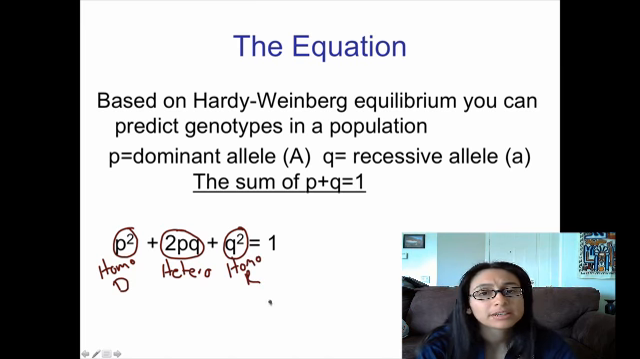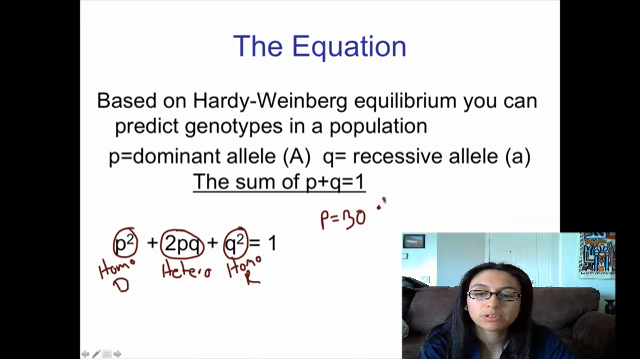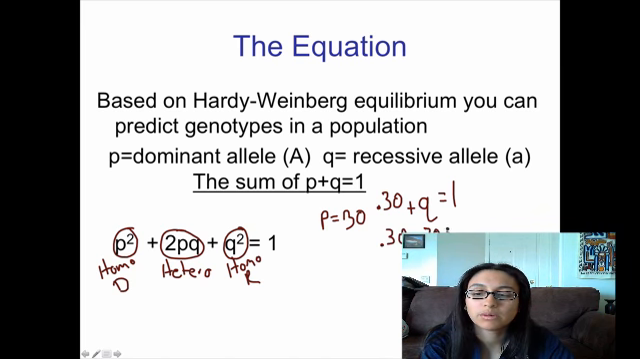Okay, and if you had to actually calculate this, you'd be given numbers like p equals 30%. So if you filled it into this equation here, we would find that p equals 0.3, plus q equals 1. Well, the only possibility for q is going to be 0.7, and that would equal 1.